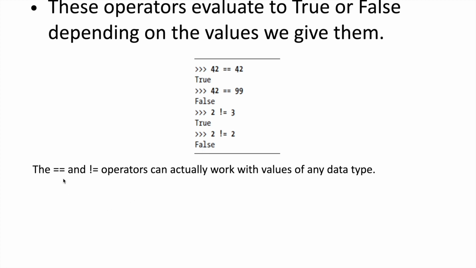And one more important thing is that the equal operator and the not equal operator can actually work with values of any data type. They can work with any data type. Which operators? Equal to and not equal to operators. They can work with integers also. They can work with floating point also. For example, 42.0 equals 42. Yes, it's right. 42.0 is float, 42 is int. That is possible. So equal to and not equal to work with any data type.